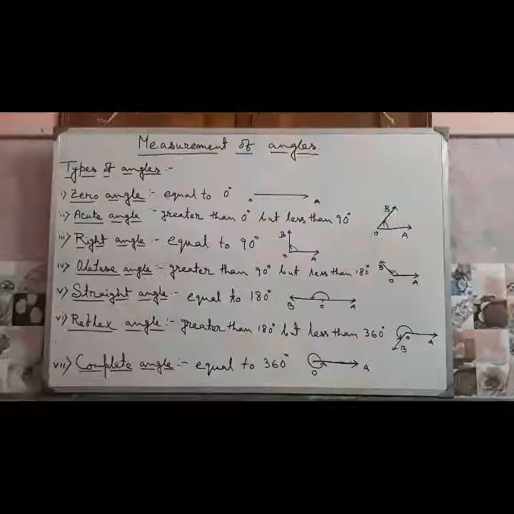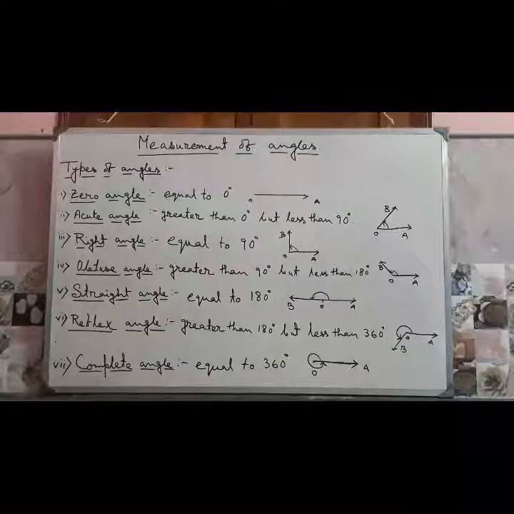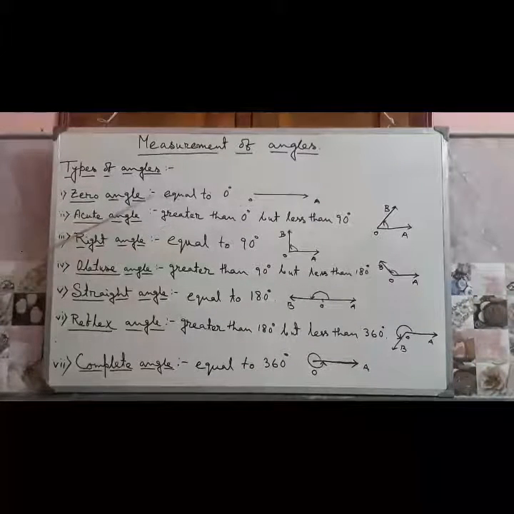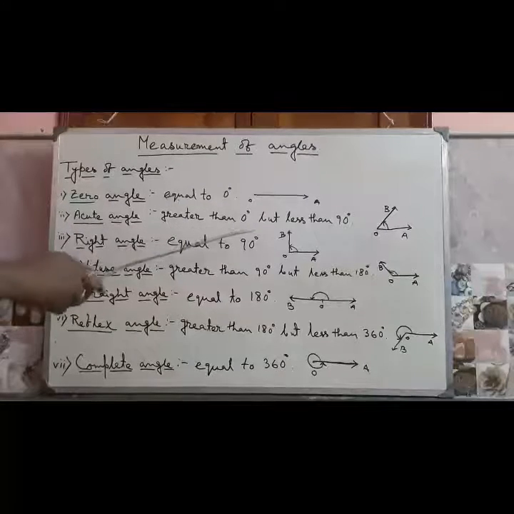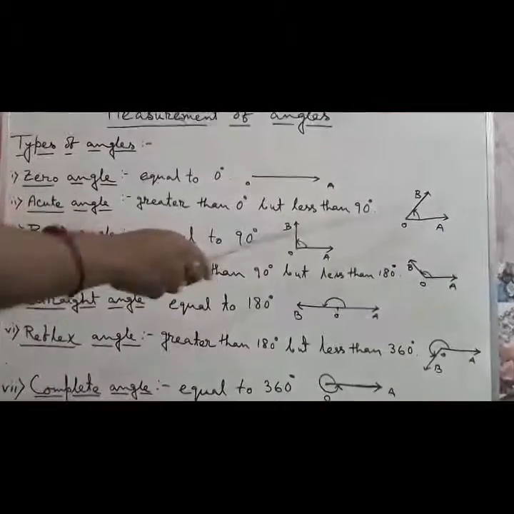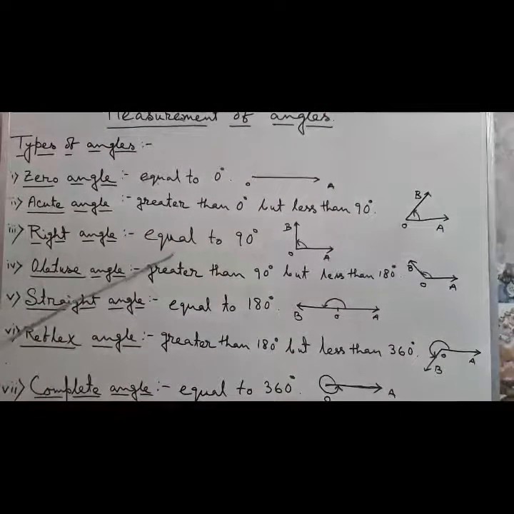also. Now, types of angles: these we also already learnt in our junior classes. What are the different types of angles? At first, zero angle, equal to 0, there is no rotation. Acute angle, if the measurement is greater than 0 degree but less than 90 degree. Right angle, if the angle measurement is exactly 90 degree.